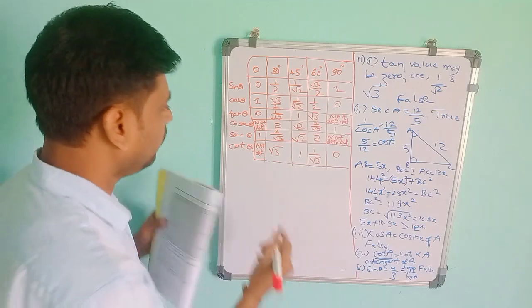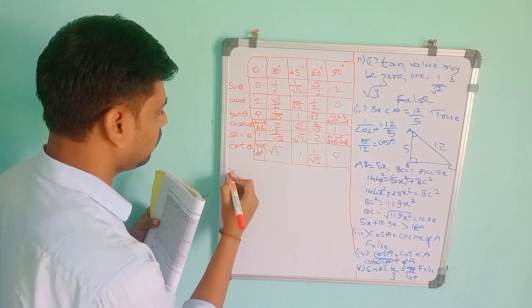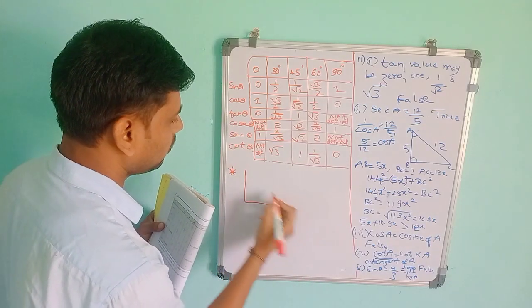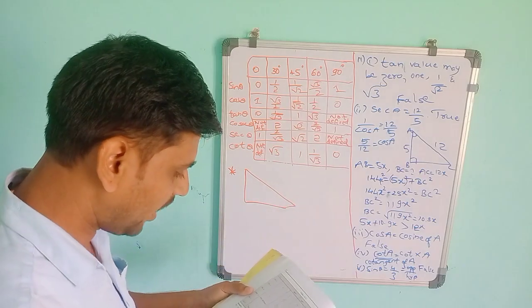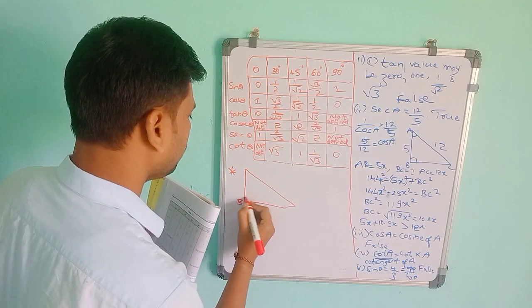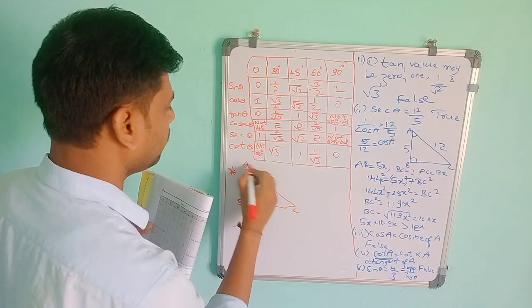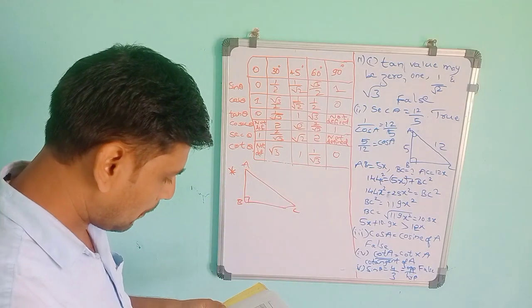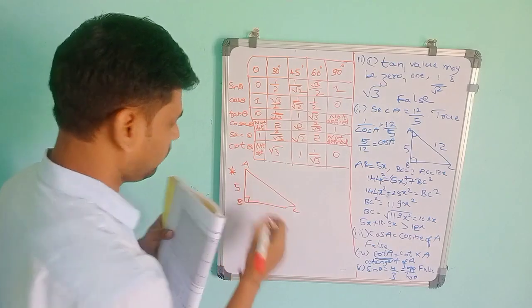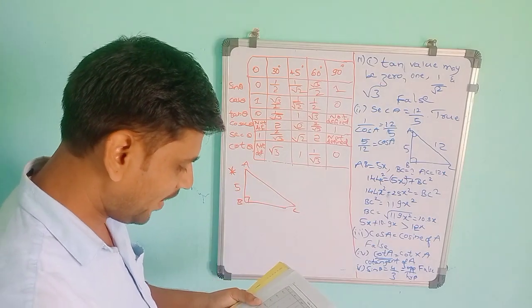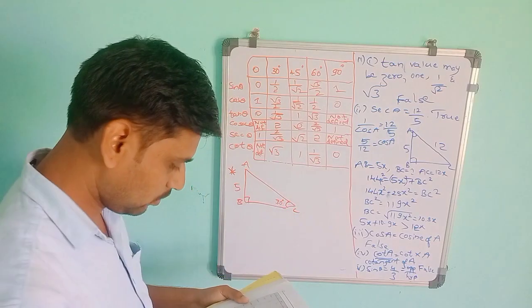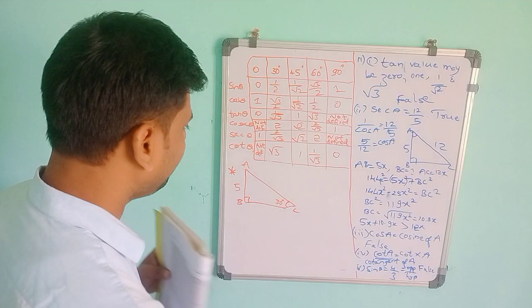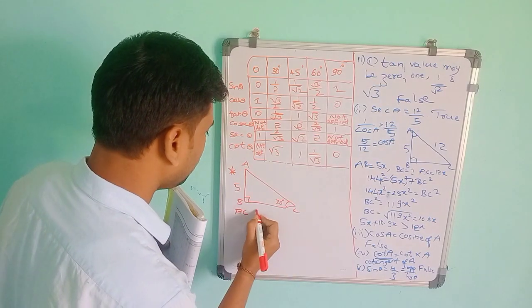In triangle ABC, right angle at B. So right angle, that means you should take this only. ABC. AB is equal to 5. This is 5. And angle ACB is equal to 30. So you have to find out the length of BC and AC.